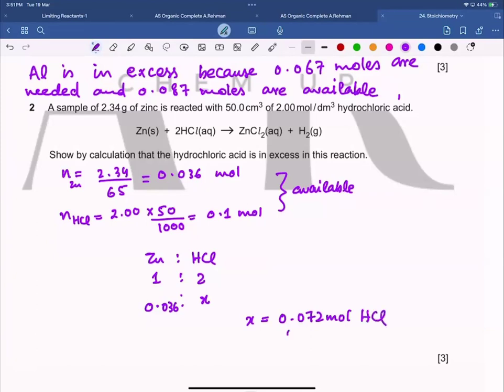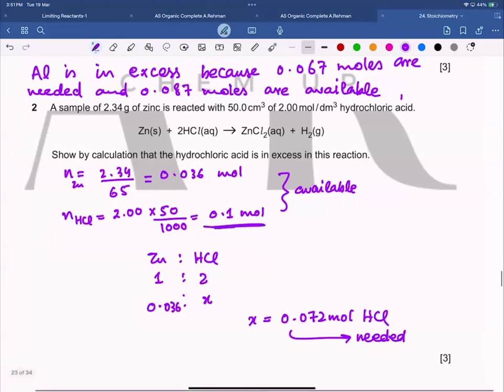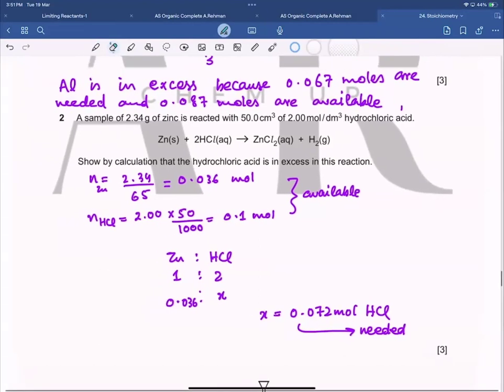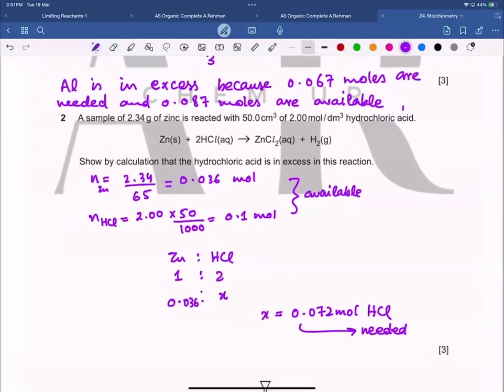So see, these are the moles of HCl which are needed and these are available. The available ones are more, indicating that HCl is in excess. So you will write the statement like this over here, that HCl is in excess because 0.072 moles are needed and 0.1 moles are available. Is this clear to all of you?